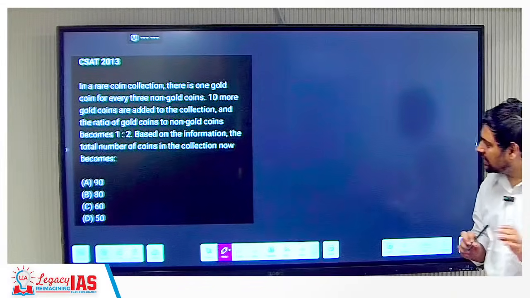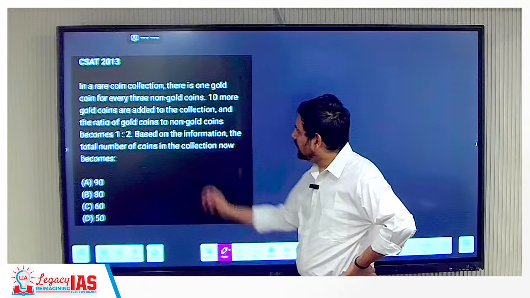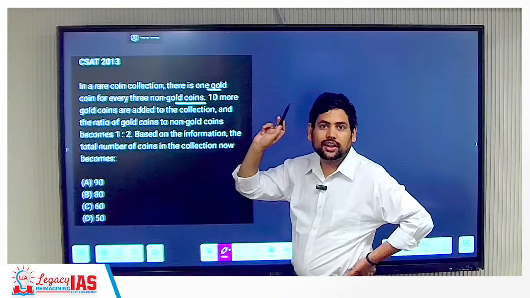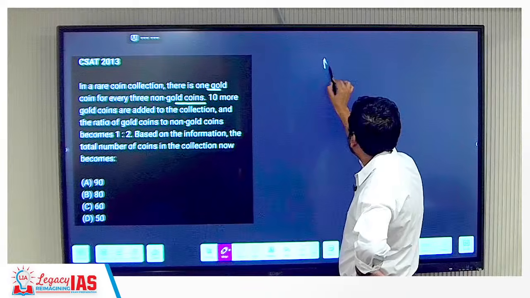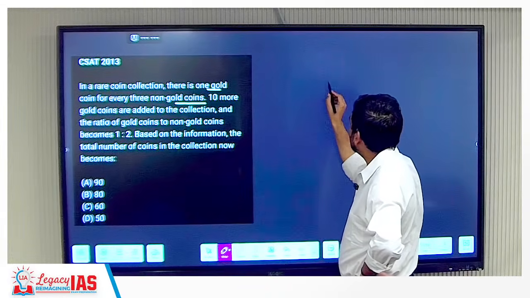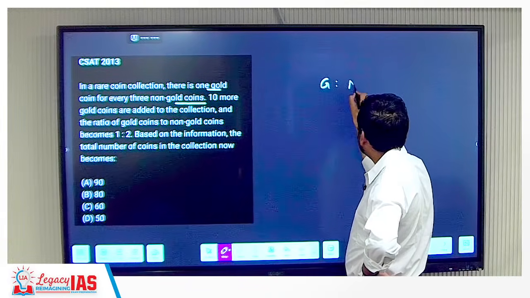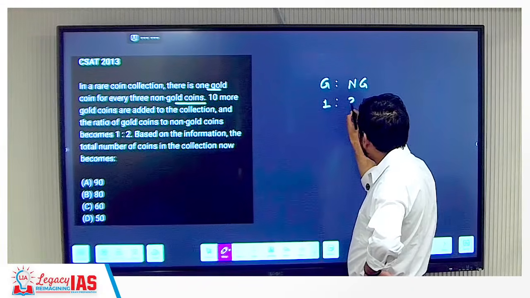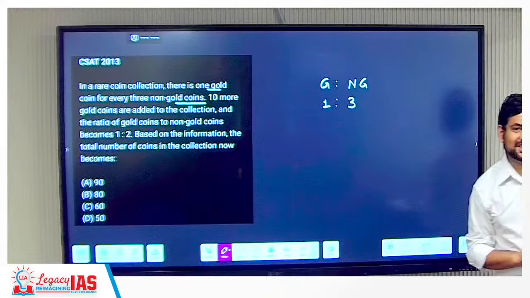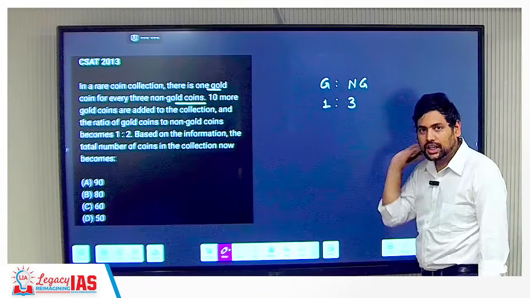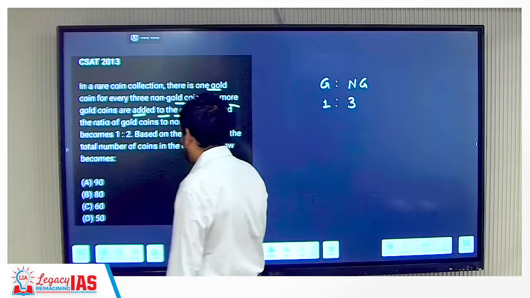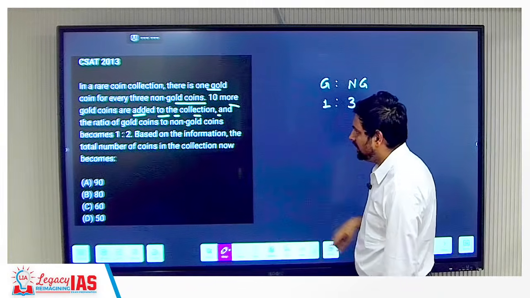Now what does this question say? In a rare coin collection, there is 1 gold coin for every 3 non-gold coins. What is this? This is the ratio of gold and non-gold coins. 1 for every 3. Then 10 more gold coins are added to the collection.